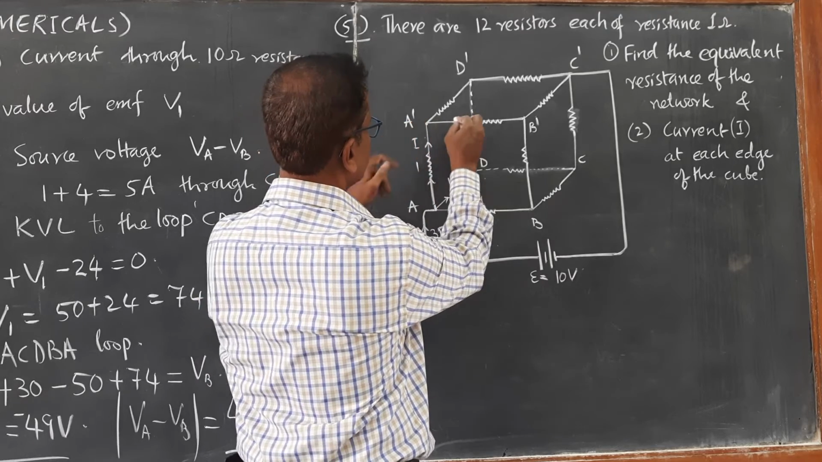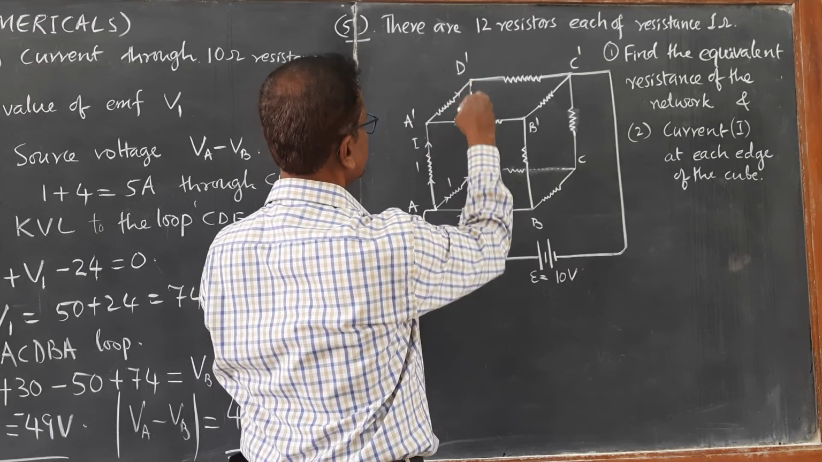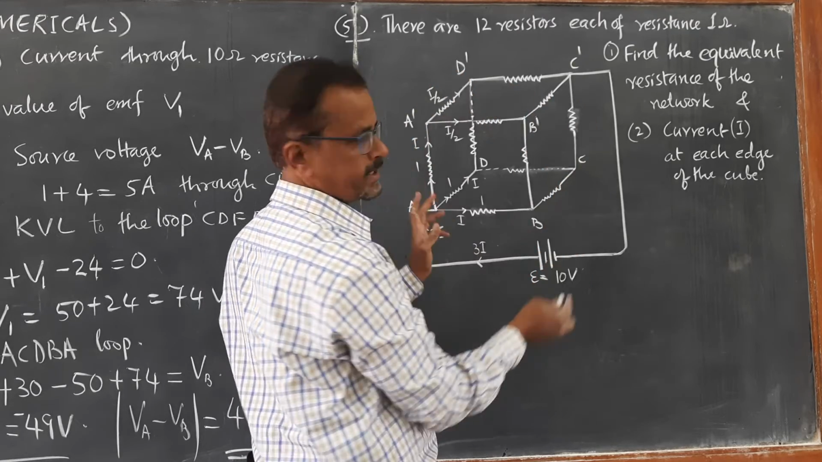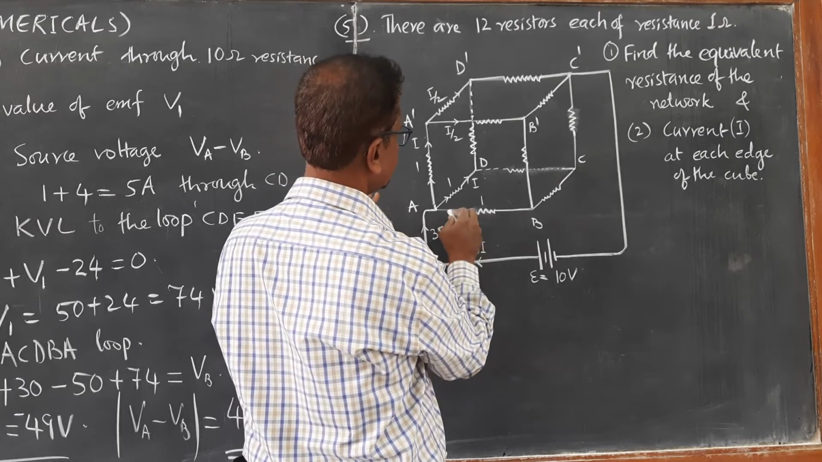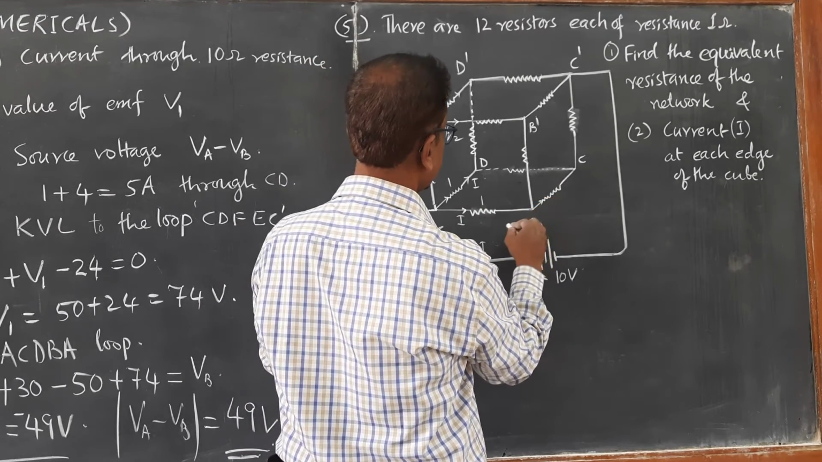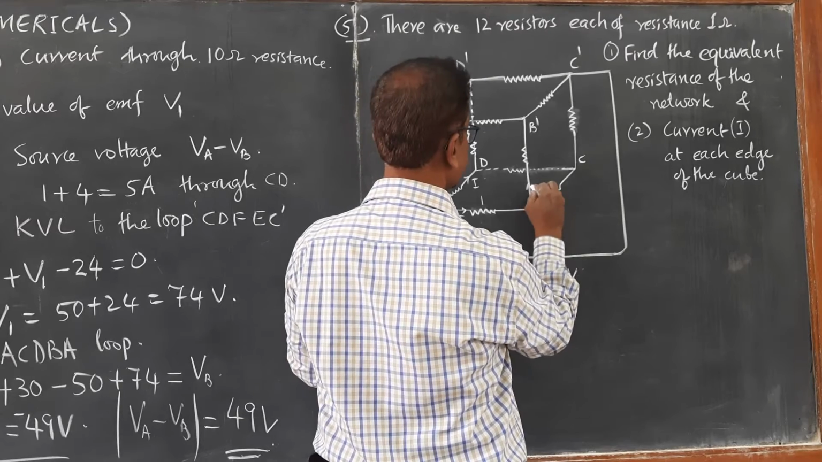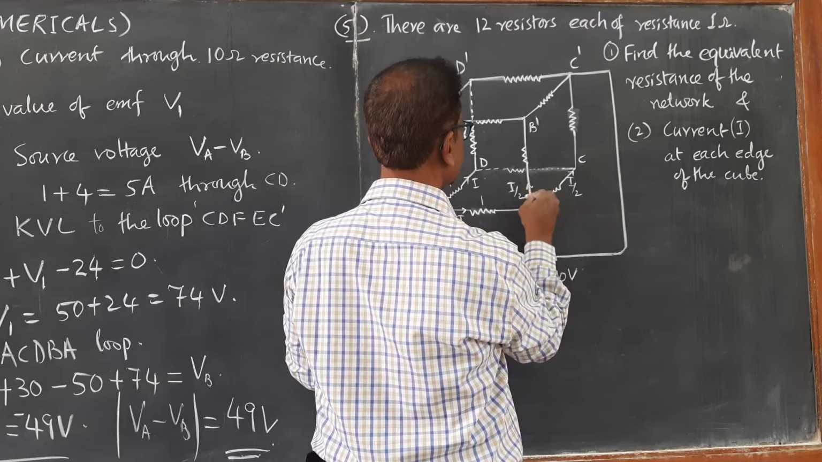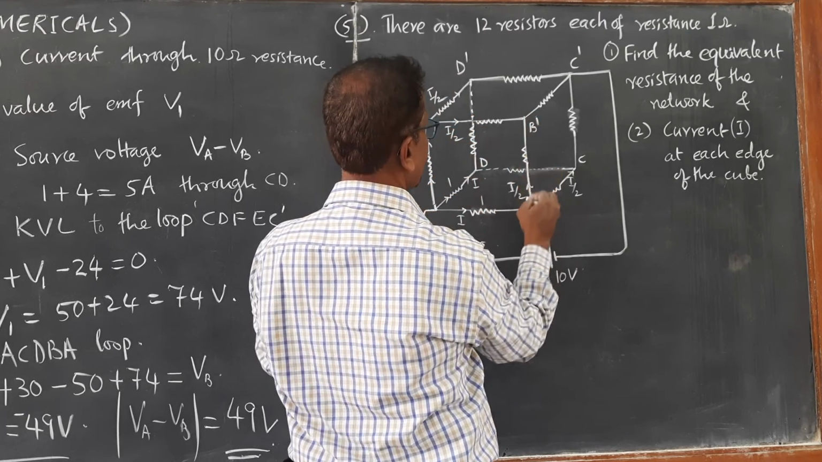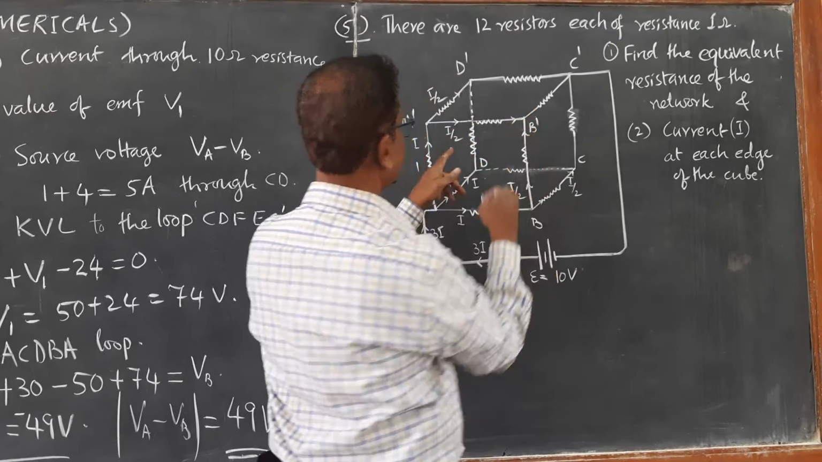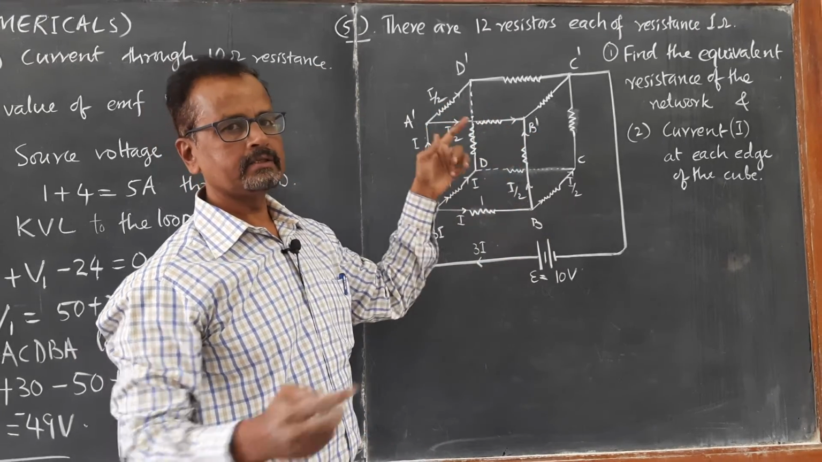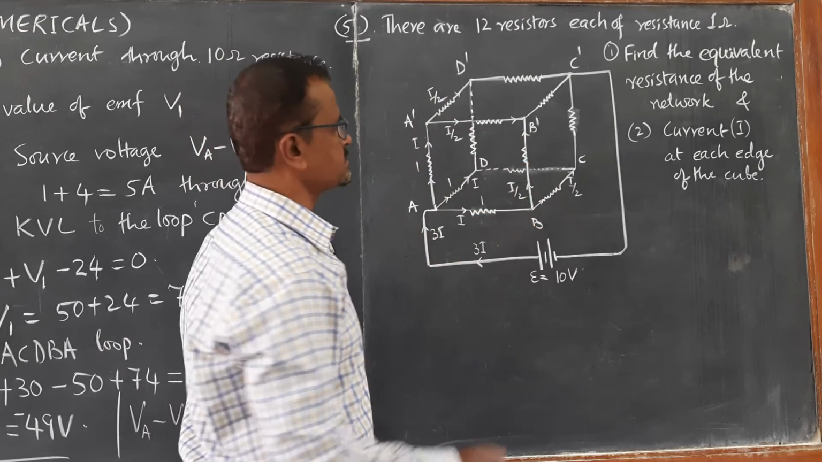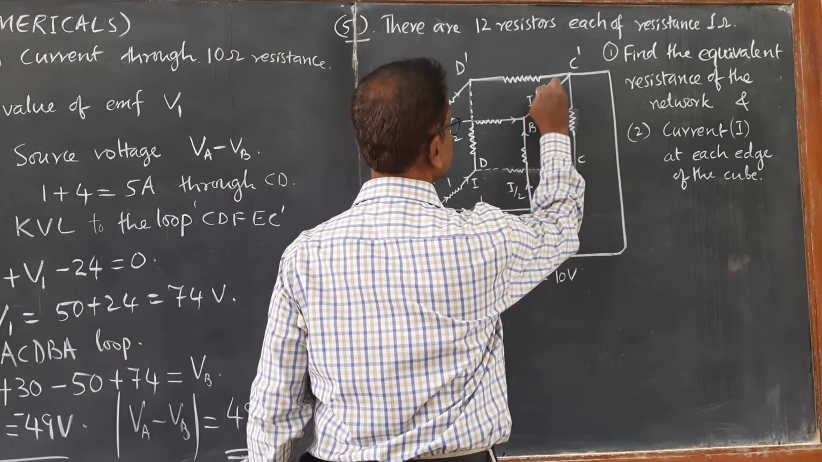After reaching here, this breaks into 2 branches again, I by 2 and I by 2 because of symmetry, right? I by 2, I by 2, and after reaching here, you see again it is splitting into I by 2 and here also I by 2. And after reaching here, I by 2 and I by 2 are the two currents which are joining at B dash. So I by 2 plus I by 2 becomes I. So it becomes I here.